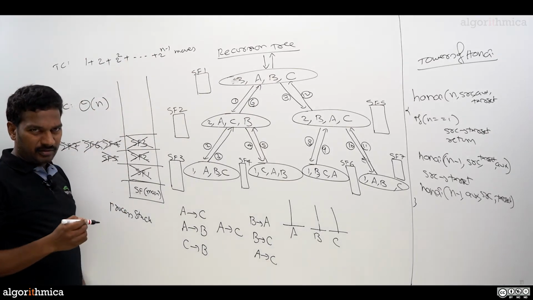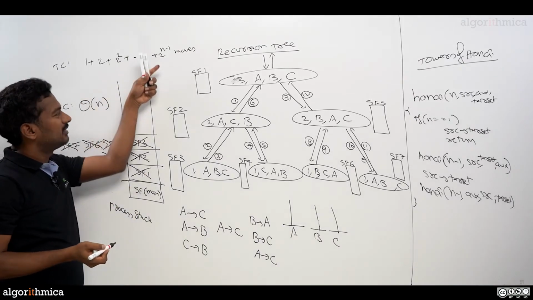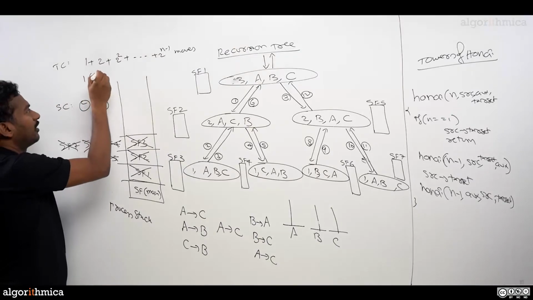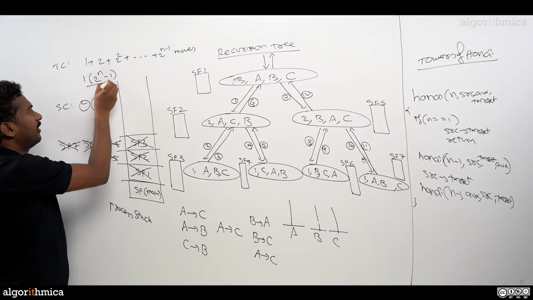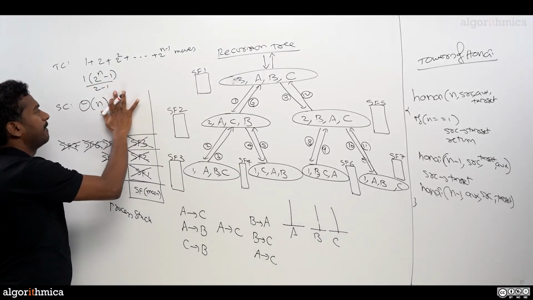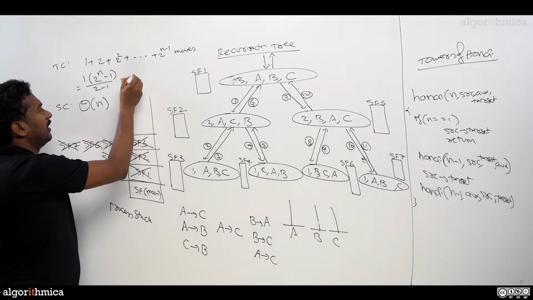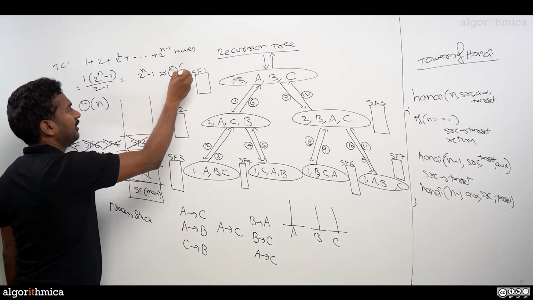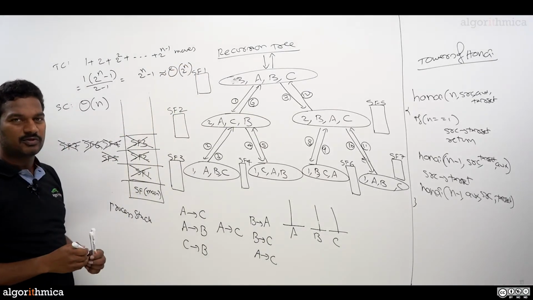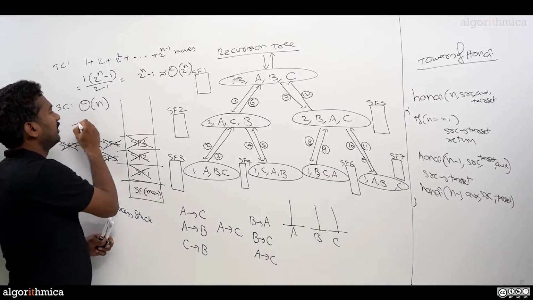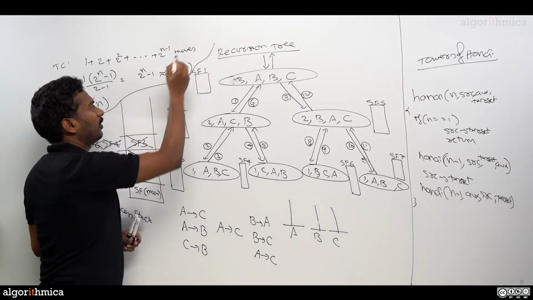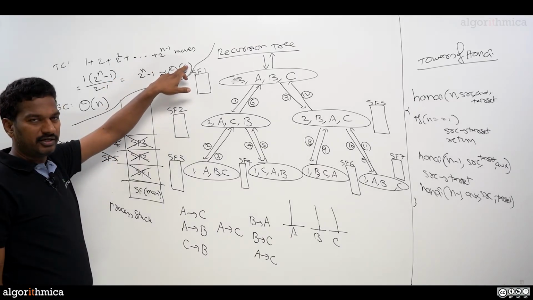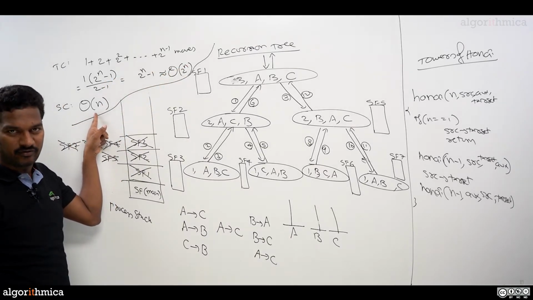Now, what is the summation of this? If you refer to our math videos, this is a geometric summation. This is nothing but 1 times 2 power number of terms n minus 1, divided by 2 minus 1. Which is nothing but 2 power n minus 1, in terms of theta, theta of 2 power n. That's the analysis of this Hanoi program. If you really summarize, time is going to be 2 power n here, space is going to be theta of n.